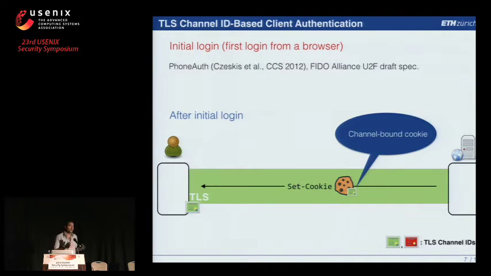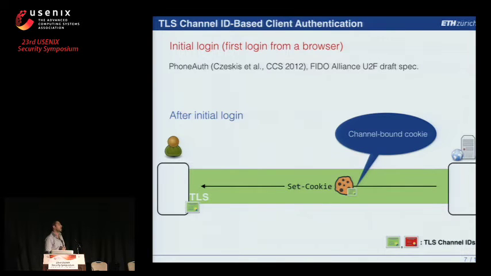So channel IDs are supposed to be used throughout the user authentication process in order to resist TLS Man-In-The-Middle attacks. And we can essentially divide the user authentication process in two phases. The first phase happens when the user initially tries to log into the web server for the first time from a specific browser. And then there are second factor authentication protocols like phone auth by Czeskis et al. and the FIDO Alliance Universal Second Factor Authentication Standard that leverage channel IDs in order to resist man-in-the-middle attacks at this initial authentication step. But I'm skipping the details here due to time constraints on how exactly they do it.